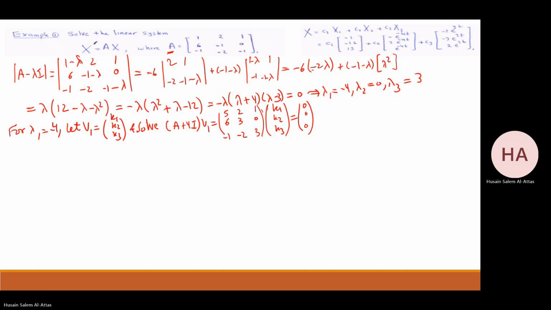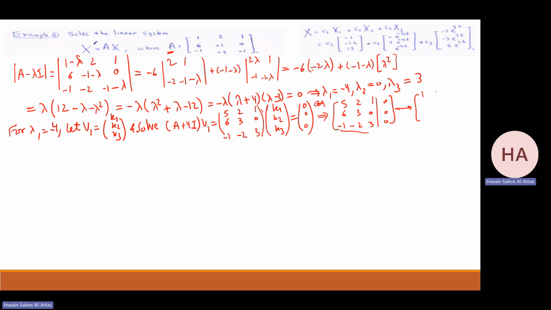Let's solve this system. How to solve this system? You can do it with Gauss elimination. You can do it with different methods. If you want, you can do it with Gauss elimination. Let me do Gaussian elimination in this case. I need only this: 2, 1, 6, 3, 0, -1, -2, 3. First I would make the third row the first one, and multiply by -1 at the same time.